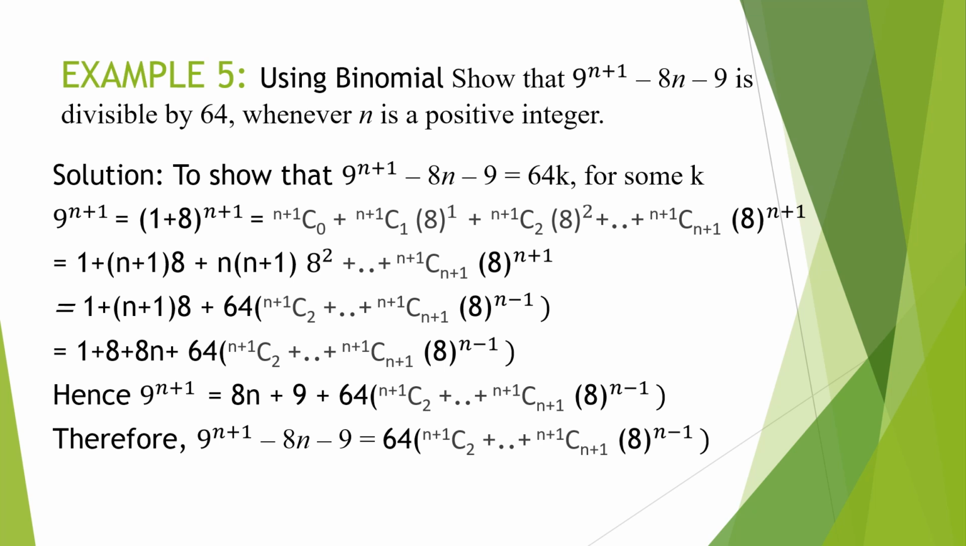Last term will be 8 raised to n minus 1. This is also obvious because you are taking out 64 or 8 square outside. So n minus 1 plus 2 is nothing but n plus 1. So this is how you have to just group the terms.